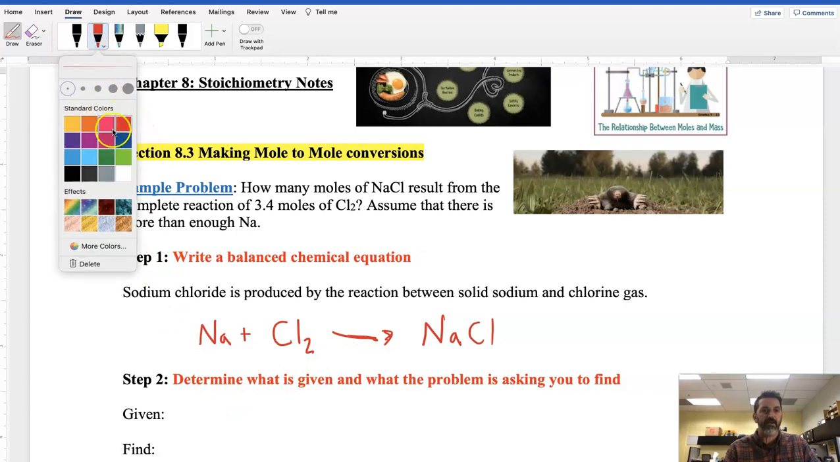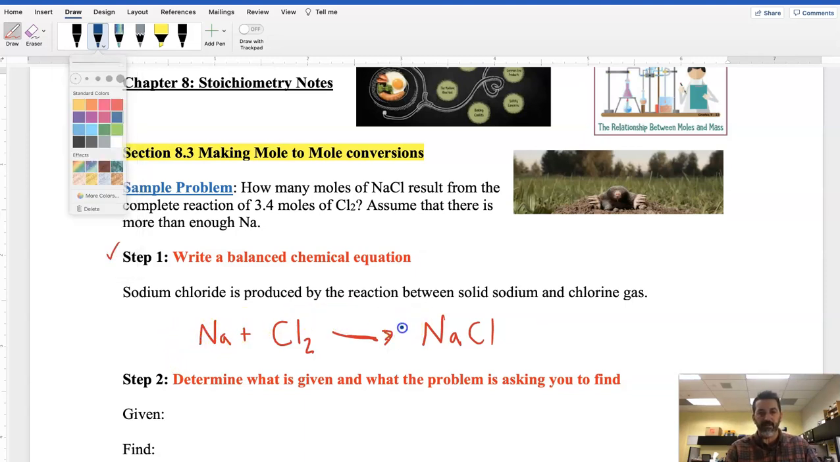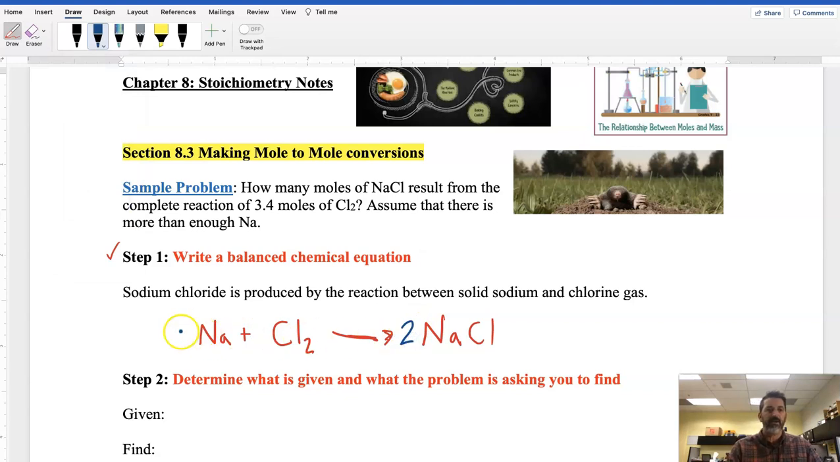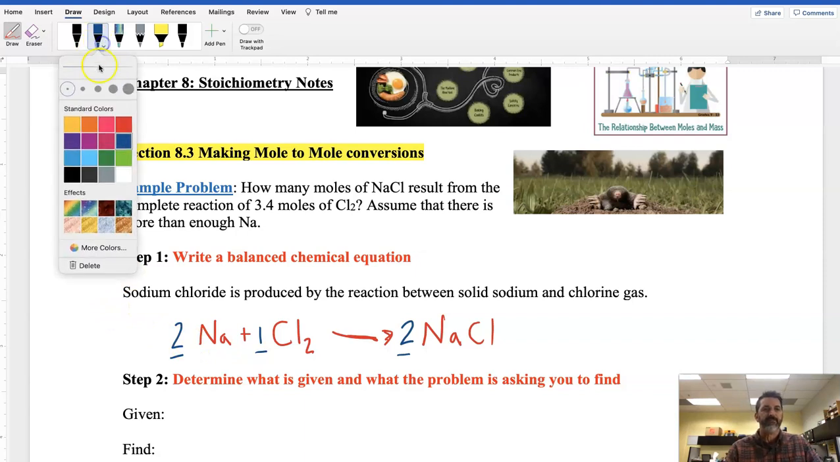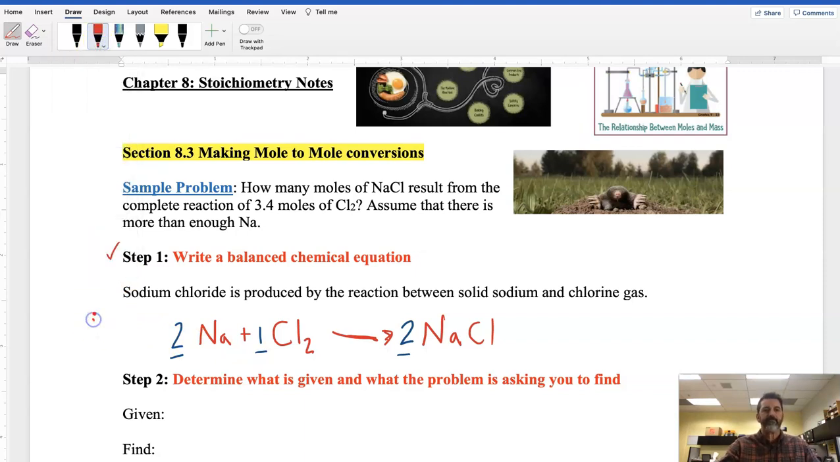Now I'm going to change the color of the balancing because I want to make it a little more visual when we get to the ratio part. So I'm going to put a 2 right here, and I'm going to put a 2 right here. And just remember that even though we don't put a 1 there, this is kind of an understood 1. I'm going to write it in just for the sake of this, but generally we don't write that in. Okay, so step 1, check, write the balanced equation.